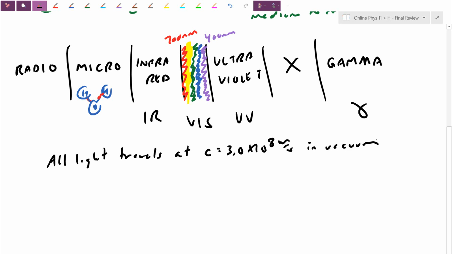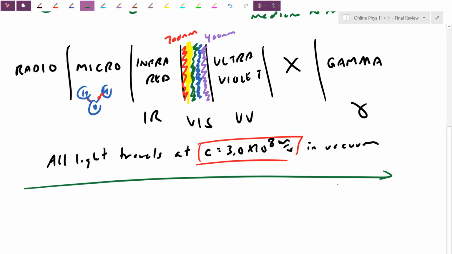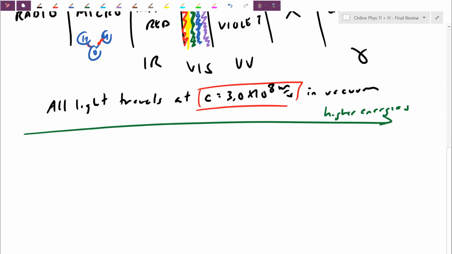So I don't care if you are a low energetic wave like a radio wave or really energetic like gamma, they all travel speed-wise, always the same. So that's going to be a constant. However, we've been saying these are different in terms of how much energy they carry. Based on the way I've sketched it, going from radio to gamma, we actually have steadily higher energies, although the speed of the wave is essentially the same.